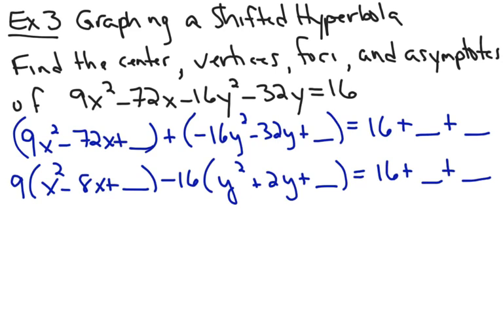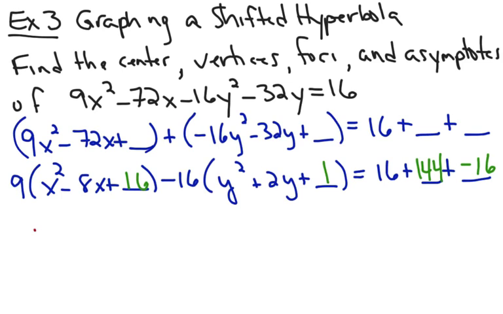Now we're ready to fill in the blanks. The first blank is 8 divided by 2 is 4, 4 squared is 16. The next one, 2 divided by 2 is 1, 1 squared is 1. But those aren't the terms that go on the right-hand side. You have to factor in the fact that you factored out a number. That was a lot of F words. All right, so 9 times 16 is 144, and -16 times 1 is -16. Notice on the right-hand side, those 16s will cancel.